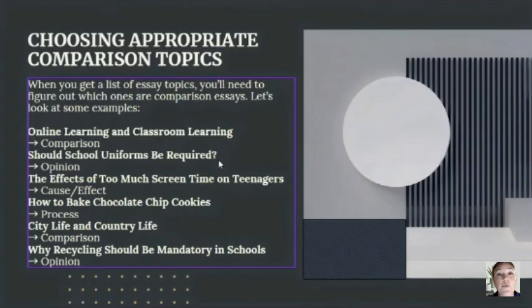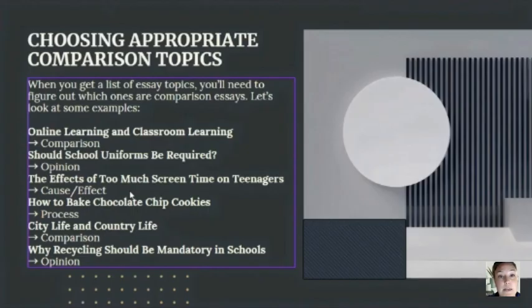Next, we have, should school uniforms be required? Now, this type of question, like should it or should it not, is more of an opinion. We can identify that by the way that it is formed. It's a question whereby you would give an opinion as a response. So that would be an opinion-based or an argument-based essay.